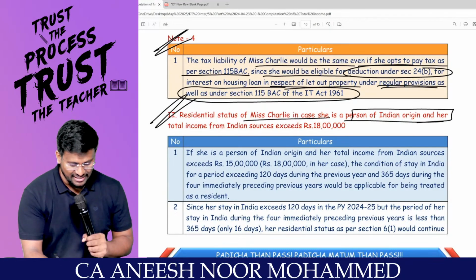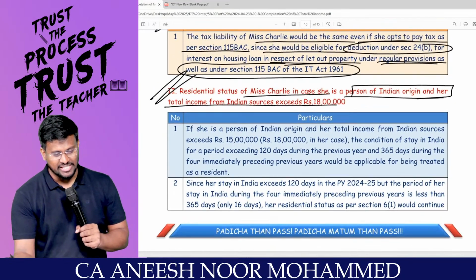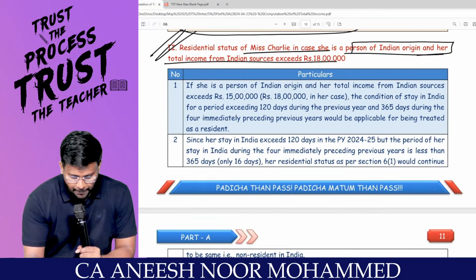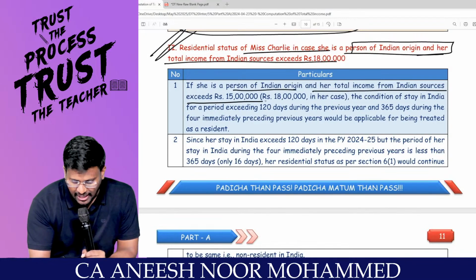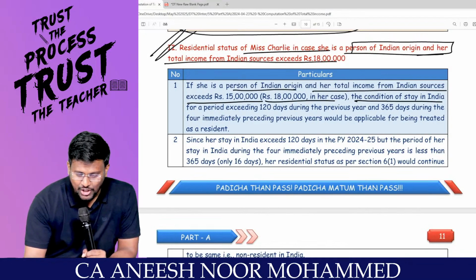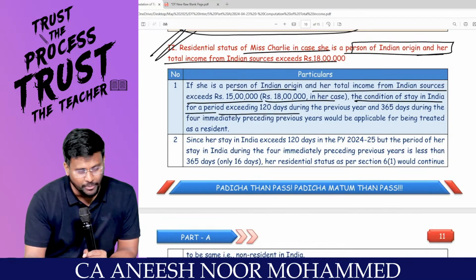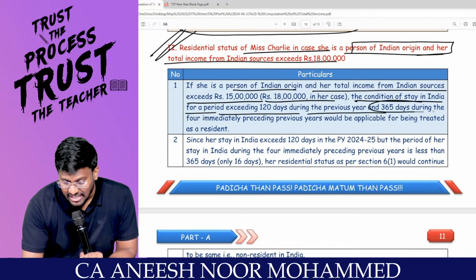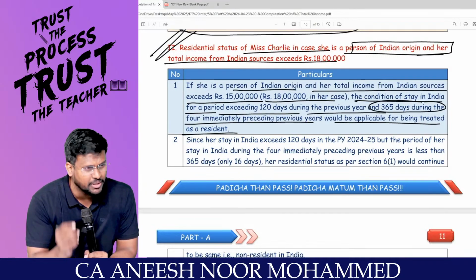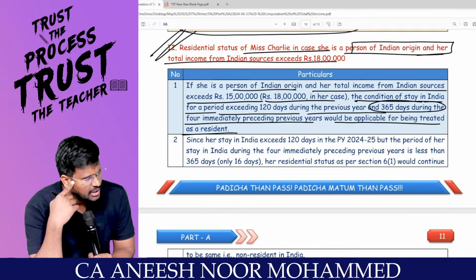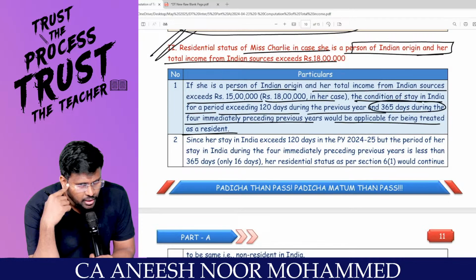Of total income from Indian sources exceeding how many lakh? If she is a person of Indian origin and her total income from Indian sources exceeds 15 lakh, that is 18 lakh in her case, the condition of stay in India for a period exceeding how many days during the previous year, and 365 days during the immediately preceding four previous years, would be applicable for being treated as a resident. Comfortable?